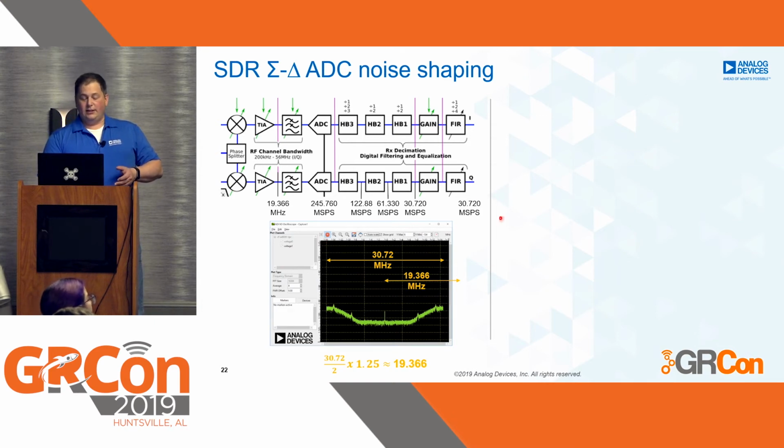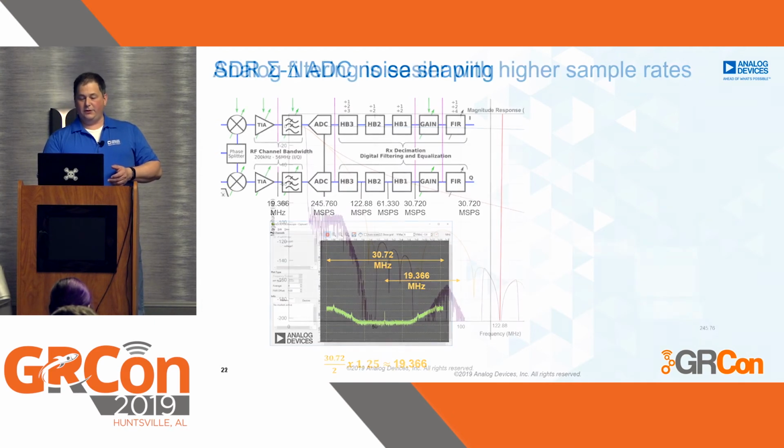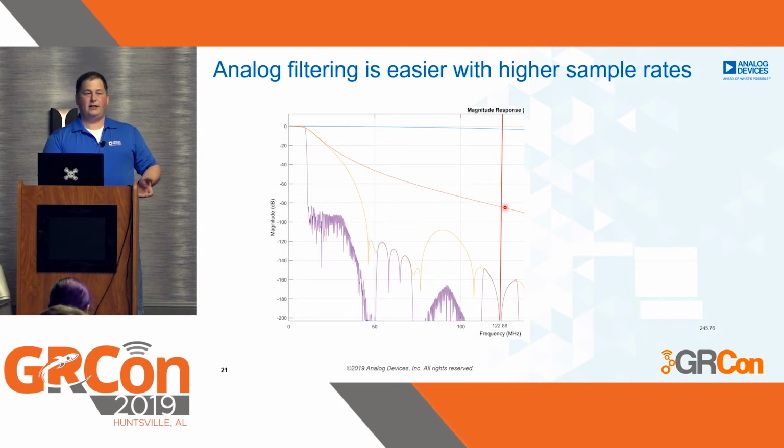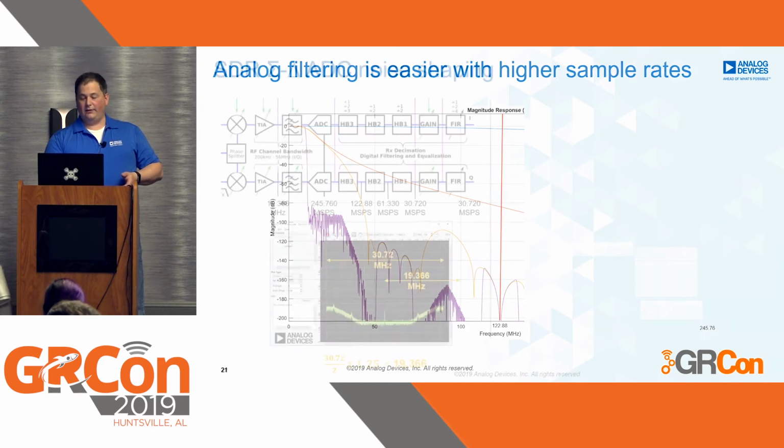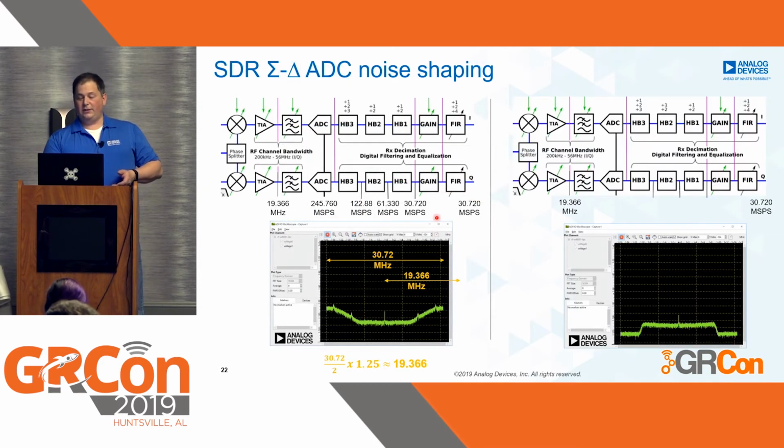But this still has some issues, because even at minus 80 dB of suppression, you will still see these aliases coming back. Which is why you need to make sure we can get the same thing. We can get 30 megasamples a second here.